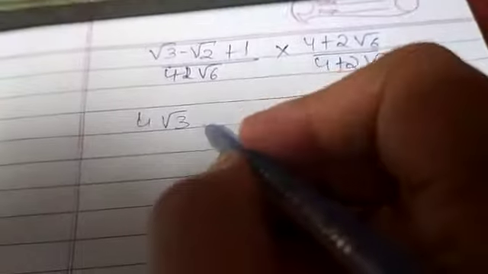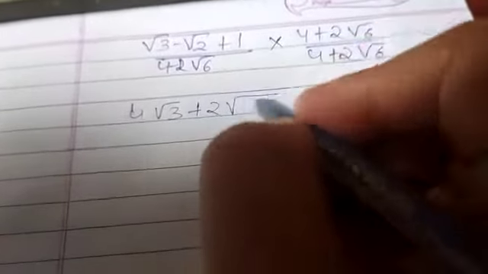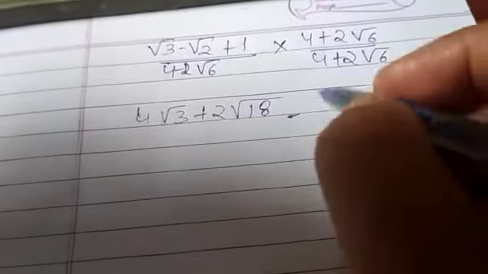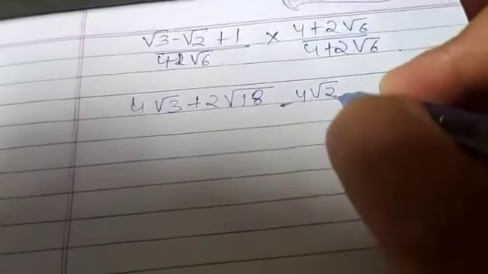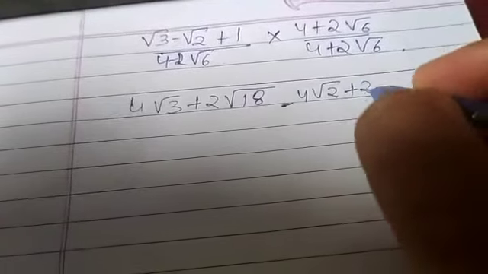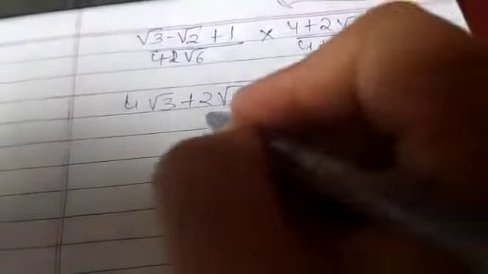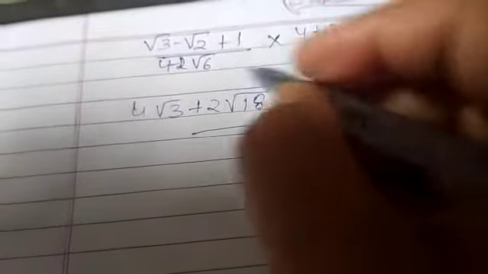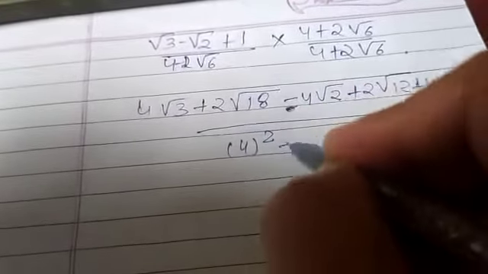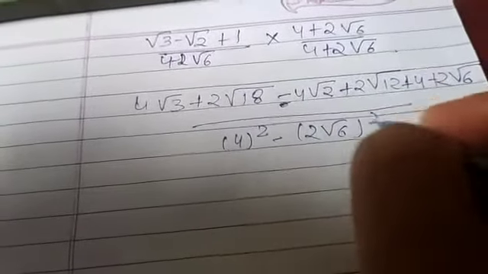So let's multiply. It will be 4 root 3, correct? Plus 2, 6 into 3 will be 18. Now minus 4 under root 2, correct? Plus 2 under root 12, 6 twos are 12, plus 4 plus 2 under root 6, upon 4 square minus 2 under root 6 square. Which formula? A plus b, a minus b, a square minus b square.